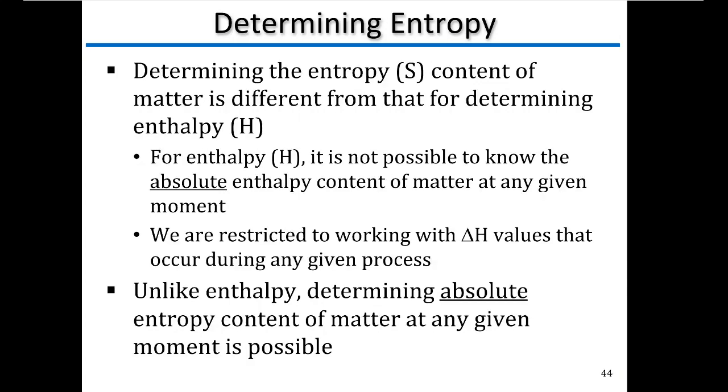Determining the entropy content of matter is different from determining enthalpy. For enthalpy, it is not possible to know the absolute enthalpy content of matter at any given moment. So we're restricted to working with delta H values that occur during a given process. We have to study processes when we're talking about enthalpy. But unlike enthalpy, determining absolute entropy content of matter at a given moment is possible. We can determine absolute entropy, but we can't determine absolute enthalpy, and that's simply because we've defined where zero entropy is. We don't really know what zero enthalpy is, but we know what zero entropy is.